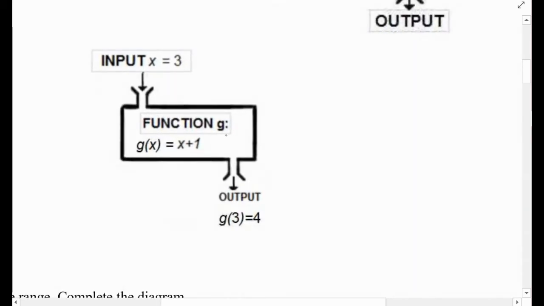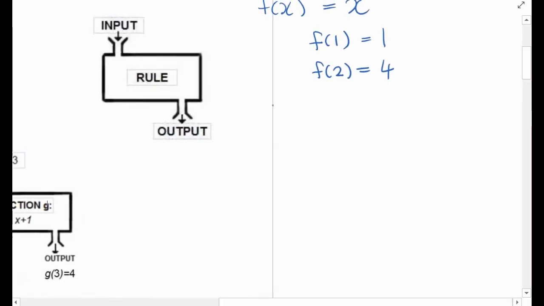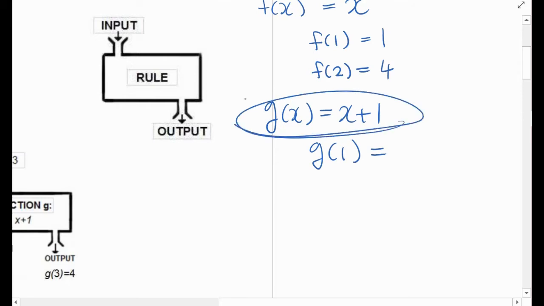Next one. The name of the function is g in this case, and the rule is adding 1, x plus 1. If you plug 3 into the g machine, 3 plus 1 equals 4. So g of 3 equals 4. Let's use another number. We know the g machine is x plus 1, so let's plug 1, not f, into g of x. g of 1. So you use this rule this time.